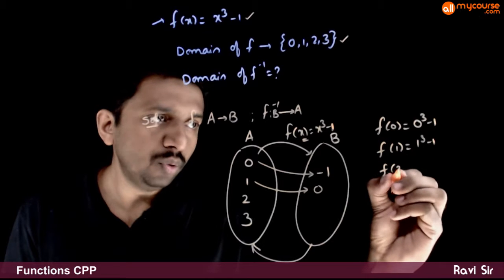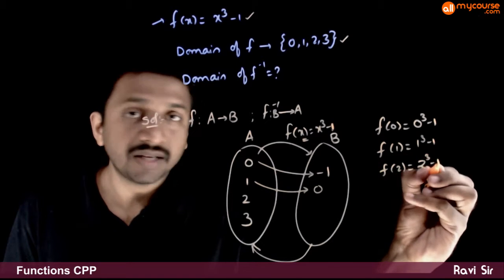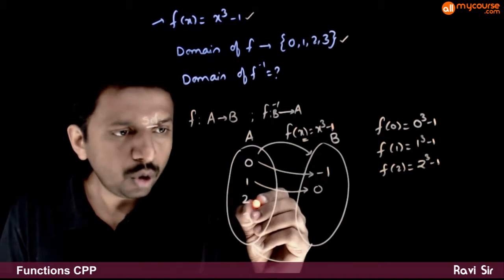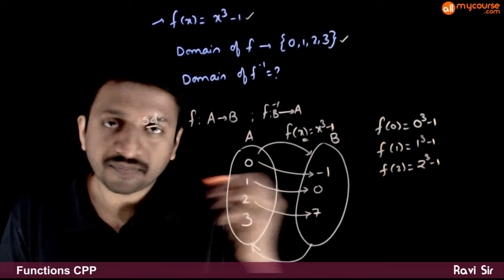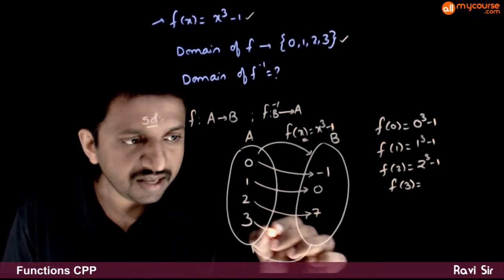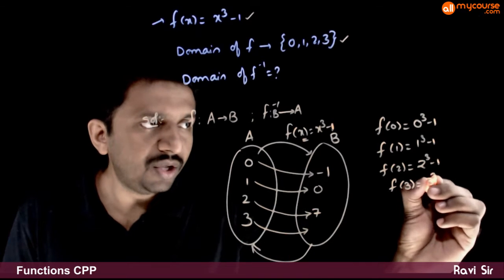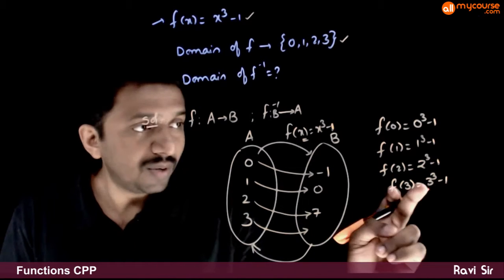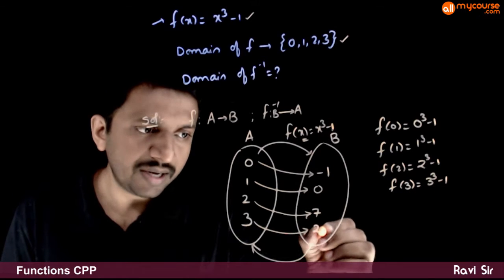What is f of 2? It is 2 cube minus 1. That is, 2 is connected to 7. And what is f of 3? f of 3 is nothing but 3 cube minus 1. 27 minus 1 is 26.